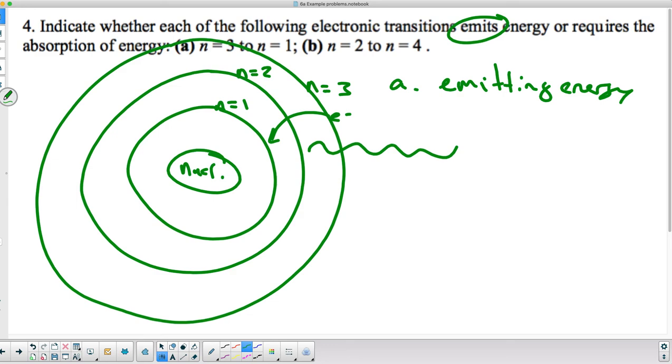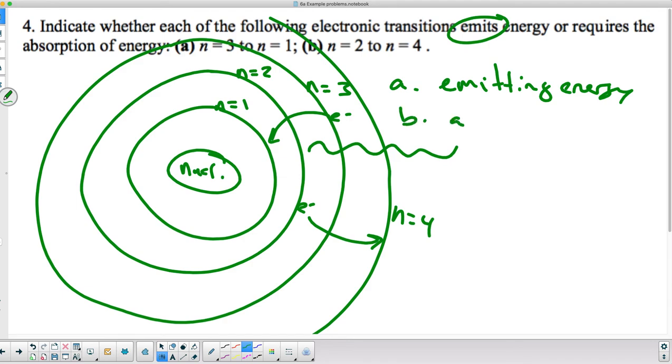Take a look at the second one. Let me do one more, n equals 4. If I'm going from energy level n equals 2 and jumping up to n equals 4, I'm going from a lower to a higher energy, which means for letter B, we're going to be absorbing energy. How much energy, we'll find out, like I keep saying. So that's how it works. If you jump to a lower energy level, you're emitting. If you jump from a lower one to a higher one, then you are absorbing energy.